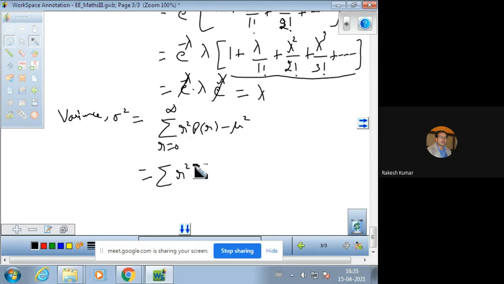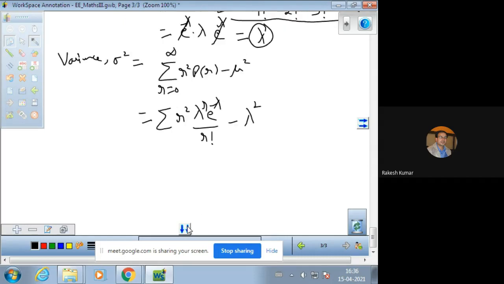So that is r square, and that is lambda raised to power r e raised to power minus lambda upon r factorial, minus mu square. And mu, the value of the mean, has come out to be lambda. So the value of mu can be substituted as lambda here. e raised to power minus lambda can be taken common, and r should vary from 1 to infinity here, because for 0 it will not be defined.